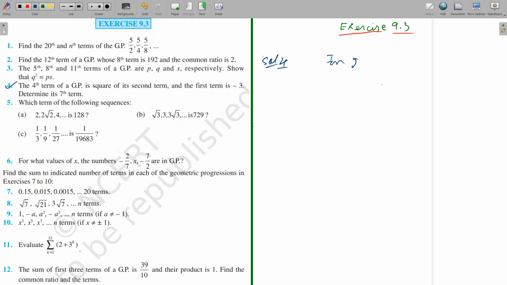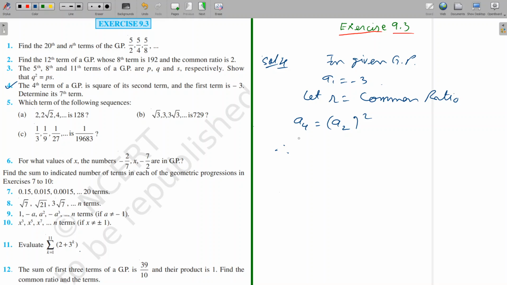In the given GP, A1 equal to minus 3 and R is not given. So let R equal to common ratio. And further, what is given to us, the fourth term A4 equal to square of the second term. So A2 is the second term and it's given that A4 is the square of the second term, so A2 square.